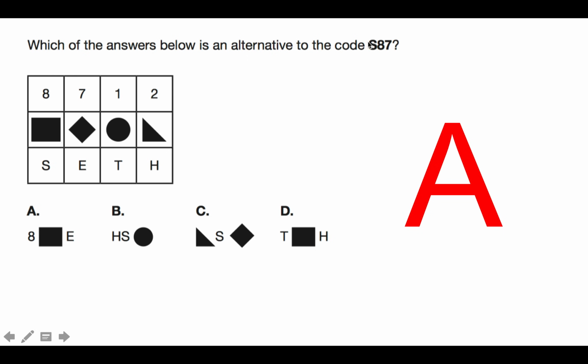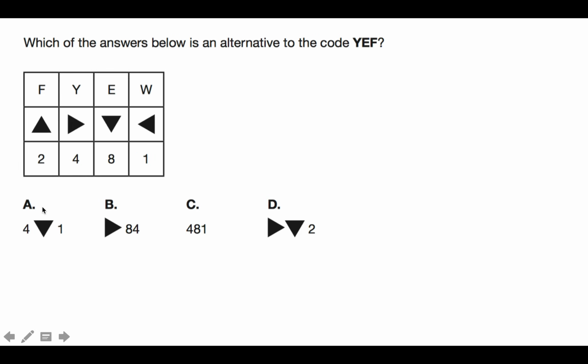S87, the first two alternatives need to come from the first one, which 8 does there, and then the square does as well, and E needs to come from the second one because 7's in there as well, so the answer to that question is A. Let's have a look at another one of these kind of questions, the work rate questions. Which of the answers below is an alternative to the code YEF and in that sequence? So Y, E and F.